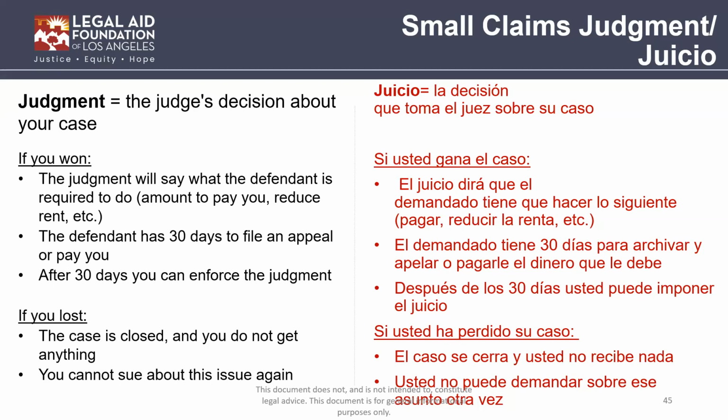If you lost the case, the judgment will say that the defendant does not owe you any money. The case is closed and you do not get anything. And you also cannot sue about this issue again. Plaintiffs in small claims have no right of appeal. This means if you lose the case, so you receive a judgment saying that the defendant does not owe you any money, that decision is final and you cannot appeal it.